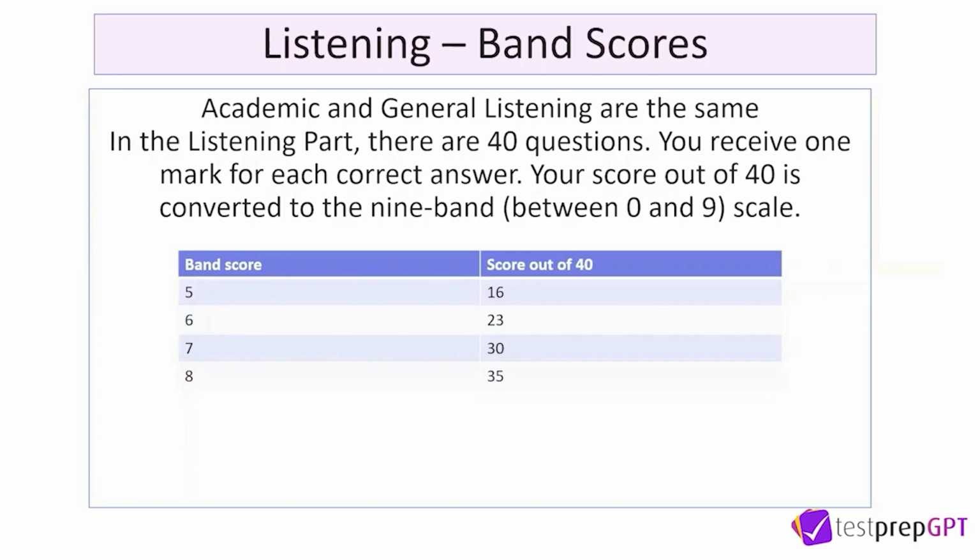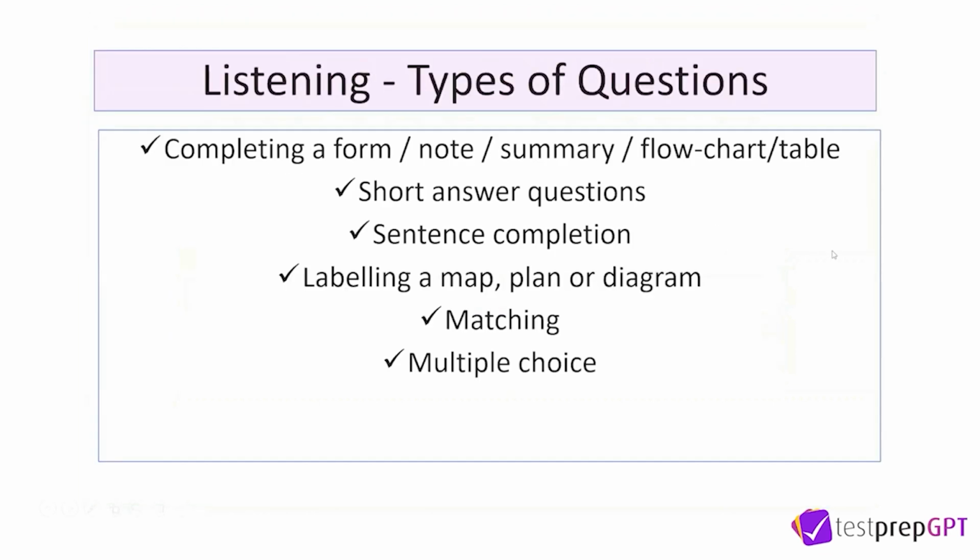The band scores for listening are the same for academic and general. 40 questions, you get 1 mark for each correct answer. Your score is converted to 9 band, but not in an exact way. So for example, you get 16 out of 40, you're in band score 5. 23, band score 6, 30, band score 7, 35, band score 8. And you're given that band score for listening. So again, that's just a rough estimate. It can often depend on the complexity of the listening exam, but that's a general estimate.